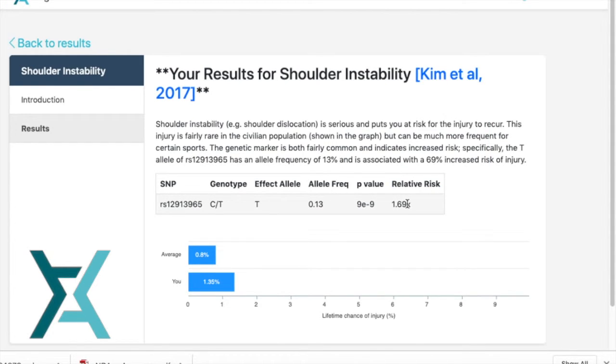Relative risk is the risk that would happen if you carry one copy of the effect allele, so 69% increased risk. And so here we have that when we looked in civilians, we saw that only a small fraction of people had this shoulder dislocation. And people with a T had an increased risk, 69% increased risk for shoulder dislocation.